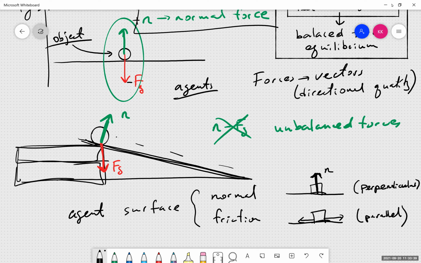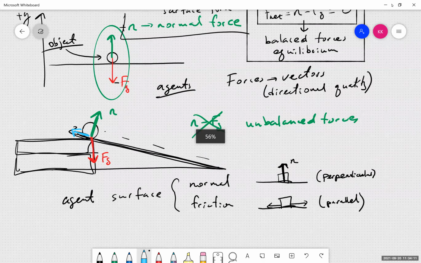Okay, so in this case, if the surface is smooth, we can say that there is no friction force. But even if there is a friction force, it's going to be acting in this direction, because friction is always parallel to the surface, but always acts in the opposite direction of the motion. That means it's going to be acting in this direction. So that's why, for example, if the object is going down, friction is going to be acting in the opposite direction, so toward the top of the incline. Okay, so this is one of the experiments you're going to be doing.